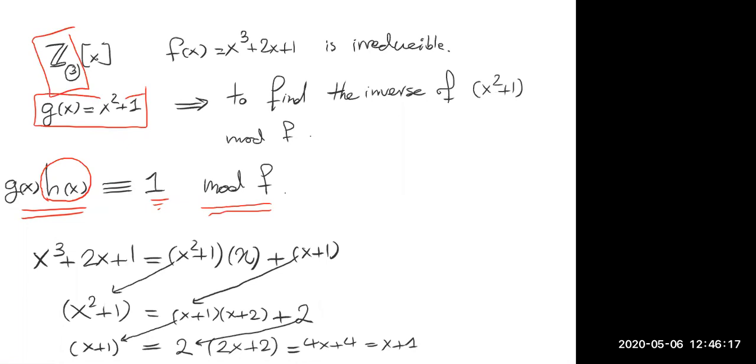Okay. Now the idea is to go back. Here, look at 1. 1 is equal, from here, to x plus 1, obviously, minus 1, minus x.